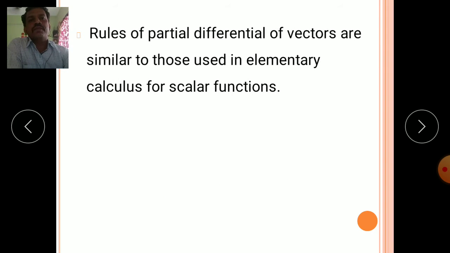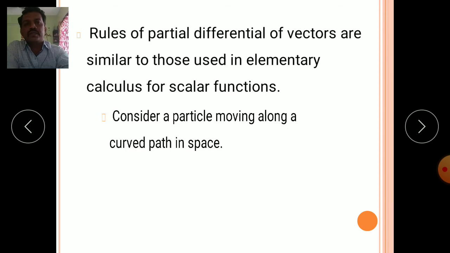Rules of partial differentiation of vectors are similar to those used in elementary calculus of scalar functions. Already all of you know that in 11th-12th standard we saw the elementary calculus of scalar functions. Rules of partial derivatives of vectors are similar to those used for elementary calculus of scalar functions.